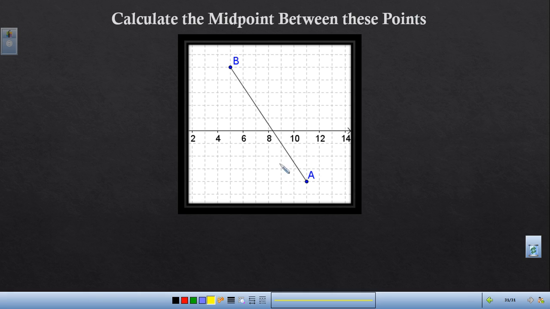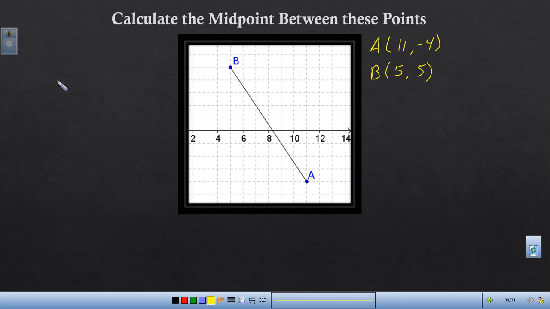Alright, so here we have 2 points. We want to calculate the midpoint between them. The value of A, whoops, the value of A is x is 11, and the y value looks to be -4, and B is x 5 and y also 5. Looks like I didn't change it from the last problem.